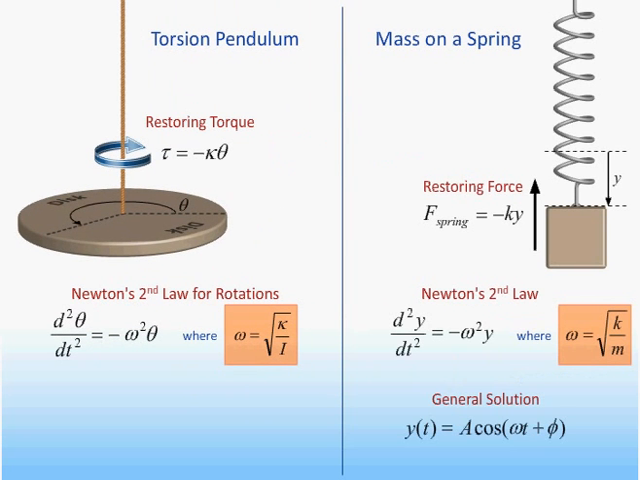We can now see from this equation of motion that the torsion pendulum is the rotational analog of the mass on a spring system. The roles that displacement, force, mass, and the spring constant play for the mass on a spring system are played by the angular displacement, the torque, the moment of inertia, and the torsion constant in the torsion pendulum. The general solution for the angular displacement of the pendulum as a function of time, therefore, has the same sinusoidal form as that of the displacement of the mass on a spring.